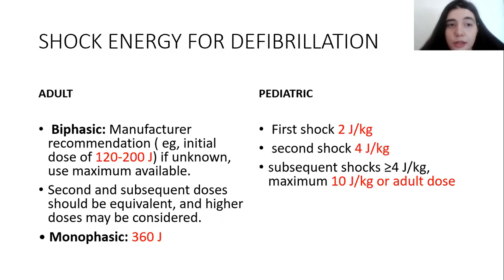So for the shock energy, in the adult population, if we have a biphasic defibrillator, then give 120 to 200 joules for the first shock. If it is monophasic, give 360. And for the second or subsequent doses, you can give an equivalent dose or you can raise the dose as you consider. For the pediatric population, the first shock would be 2 joules per kilo. The second shock will be 4 joules per kilo, and subsequent shocks will be more than 4 joules per kilo, maximum 10 joules per kilo or the adult dose, okay?